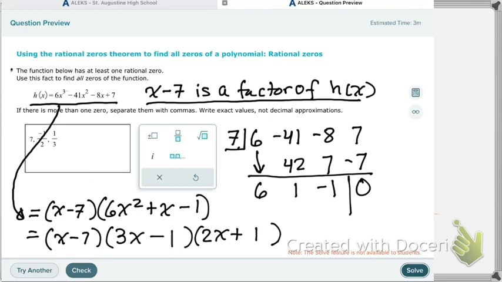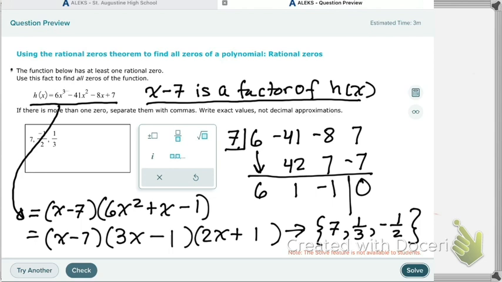Let's check that. So I've got 6x squared. I have plus 3x minus 2x is 1x. And I've got minus 1, so it does factor to that. And then I've got my solutions. So my solutions from the factors, you know how to do this, right? The solutions are 7, 1/3, and -1/2.